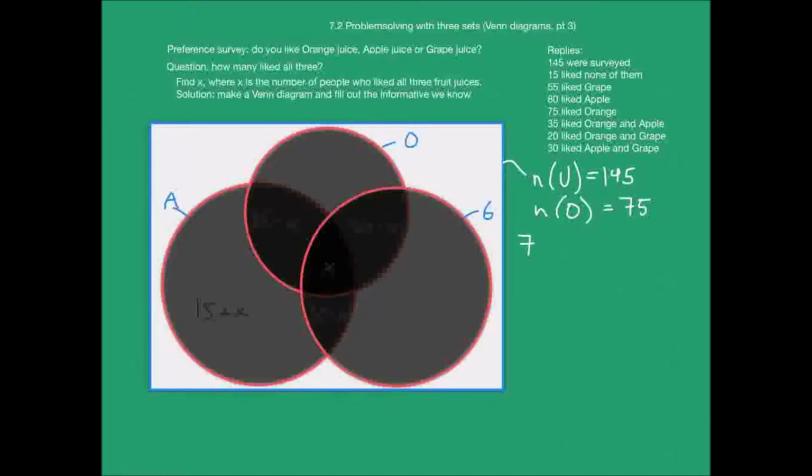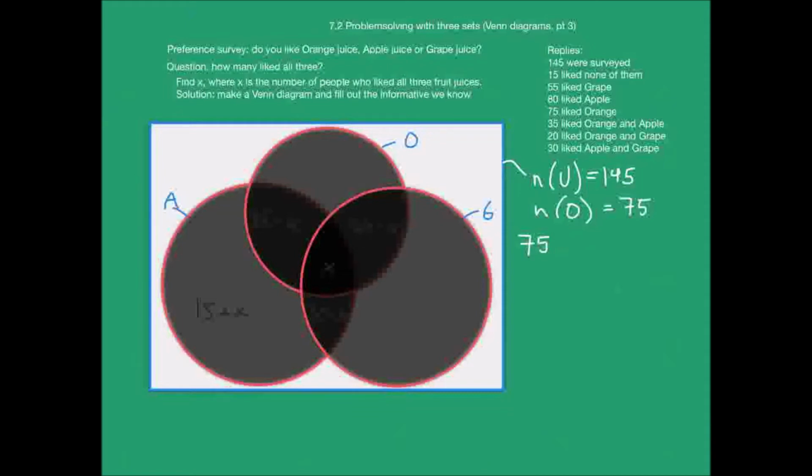So 75 then, let's see, it's this area here. So all of this is 75, but we only want this top part here. So that means we have to subtract all the other intersections, right?